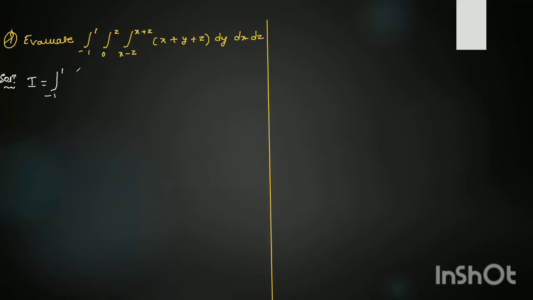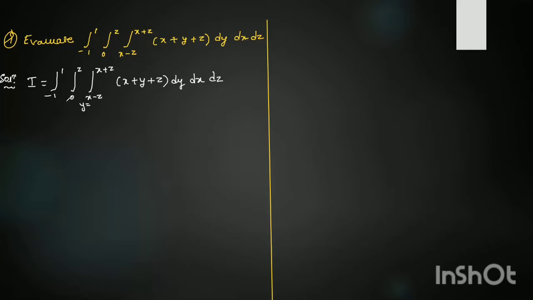-1 to 1, 0 to z, x minus z to x plus z. The function is x plus y plus z, dy dx dz. What will be the first variable, guys? Which variable is varying? Y. Yes, because we have x and z here, so y must be varying from x minus z to x plus z.